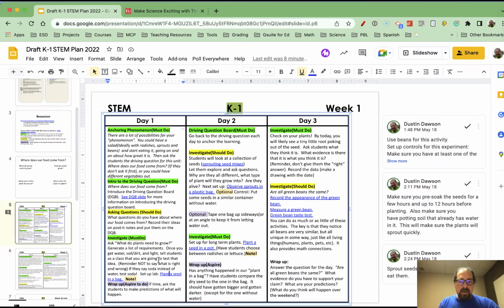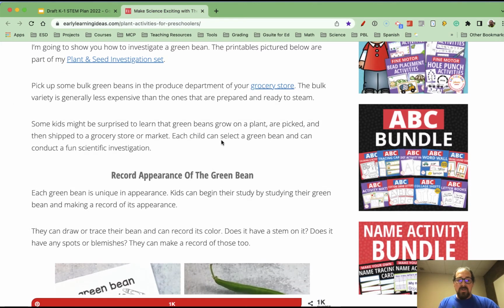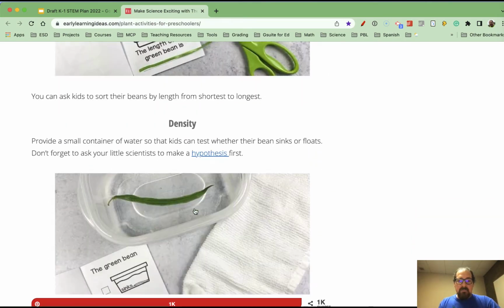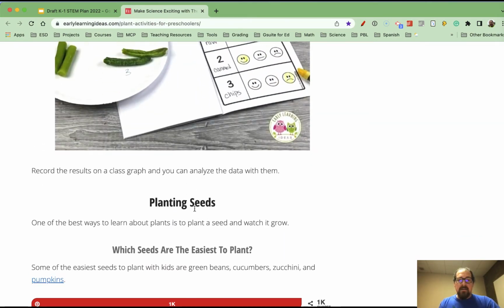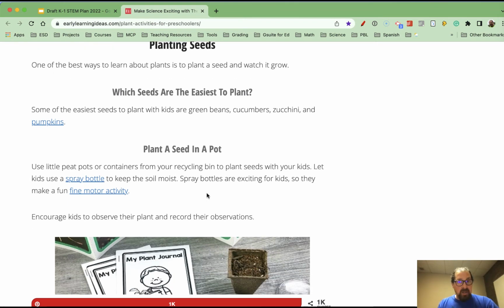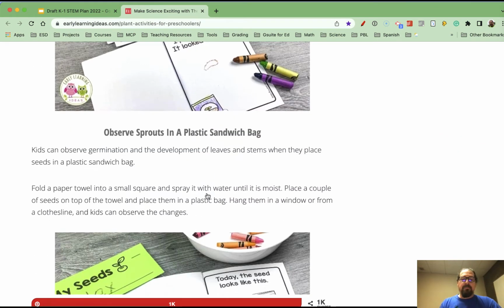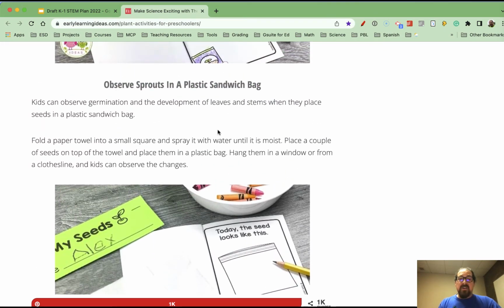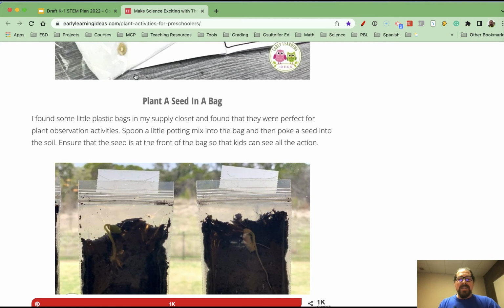So you'll see down here it says, plant a seed in a bag. And so what you'll do is you'll go down here and you'll look for these titles, and you'll find the one that says plant a seed in a bag, and that's down a little lower. There we go, planting seeds. We're getting close. Plant the seeds in a pot. We're going to do that the second day. But the first one is observing sprouts in a plastic sandwich bag. Not that one. Plant a seed in a bag. There it is right there.